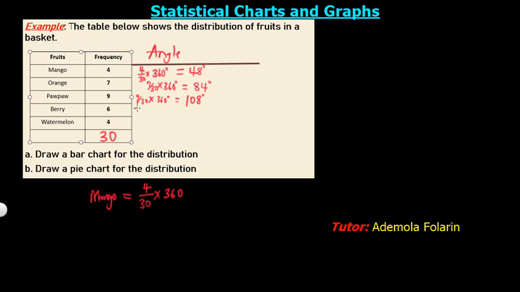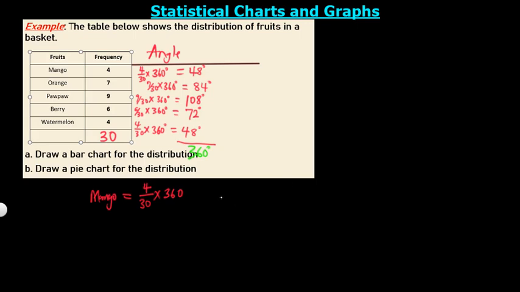We do the same thing here. 6 over 30 multiplied by 360 degrees. 6 divided by 30 multiplied by 360 degrees. That gives us 72 degrees. And lastly, 4 over 30 multiplied by 360 degrees. That gives us 48. We've done that here, 48 degrees. So add all this together. You must confirm that it gives us 360 degrees.